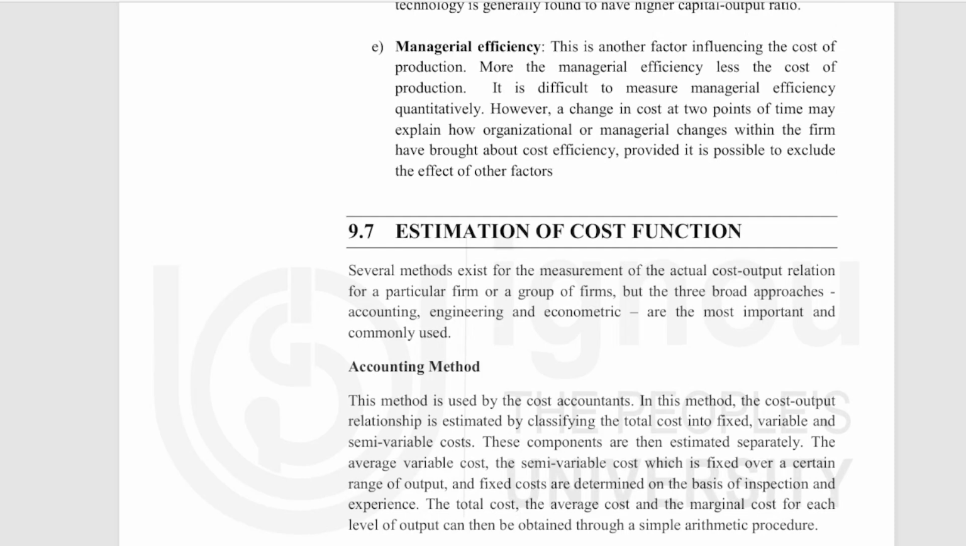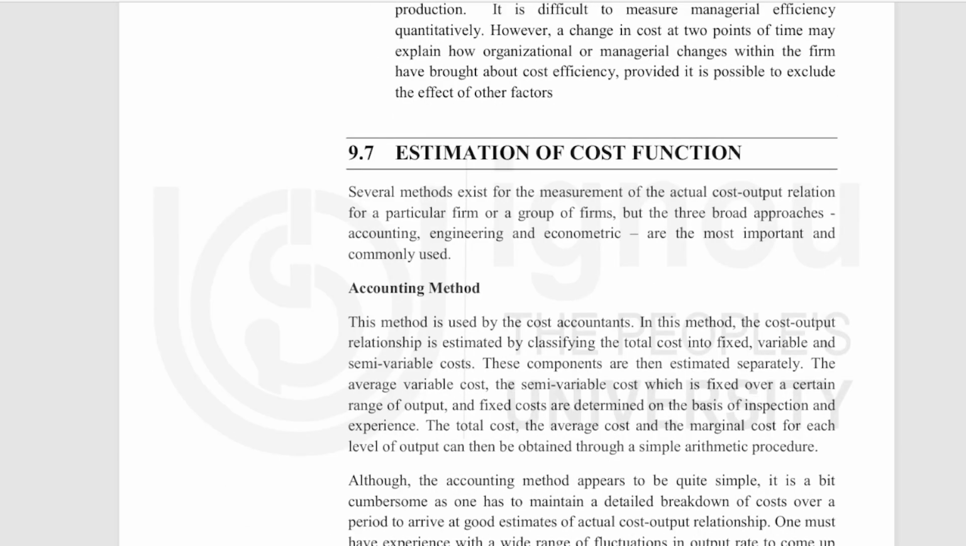It is difficult to measure managerial efficiency quantitatively. However, a change in cost at a point of time may explain how organizational or managerial change within the firm has brought about cost efficiency, provided it is possible to exclude the effect of other factors.